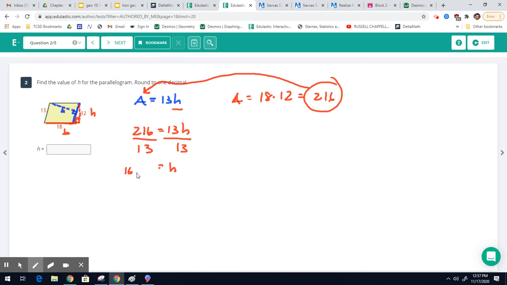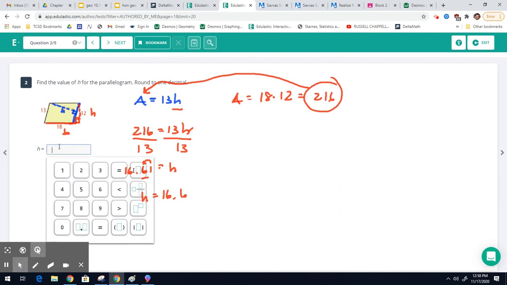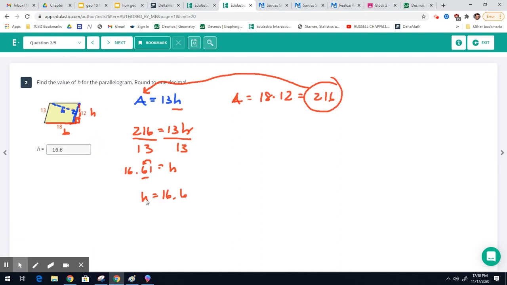I got 16.61. So the 1 does not change the 6. So your height here is 16.6. I said it doesn't change it, and I changed it. I was lying to you. 16.6. For this one, there's no unit box because they did not provide units. Again, this is a perfect illustration of why a parallelogram has two base height pairs.